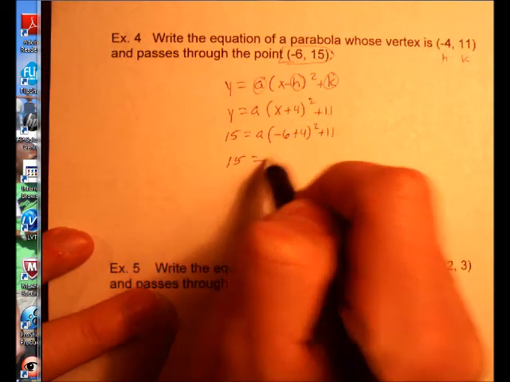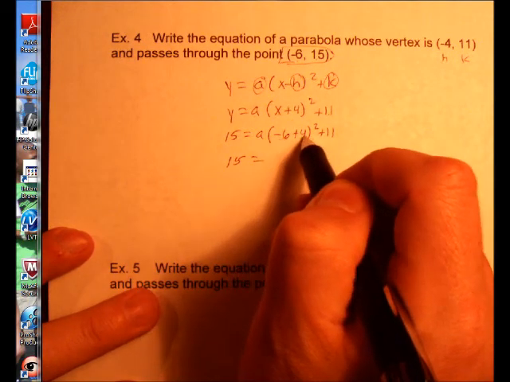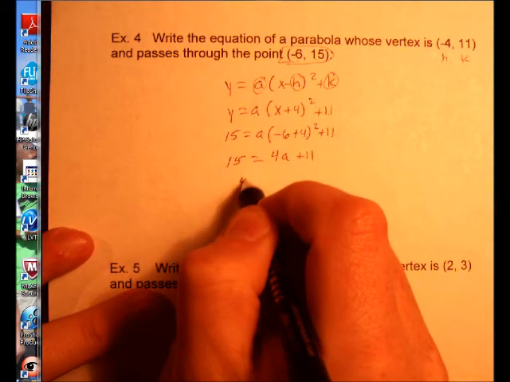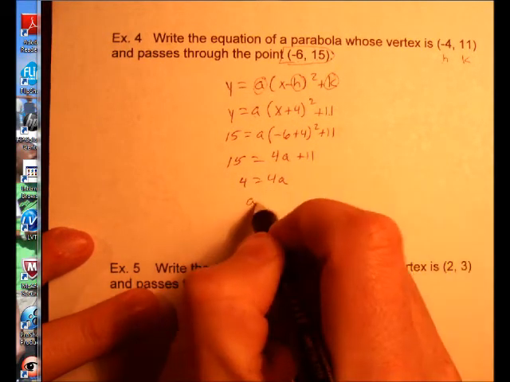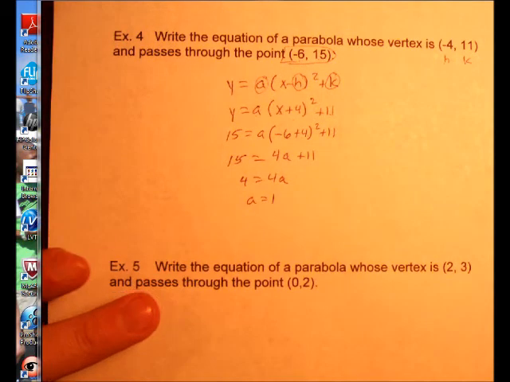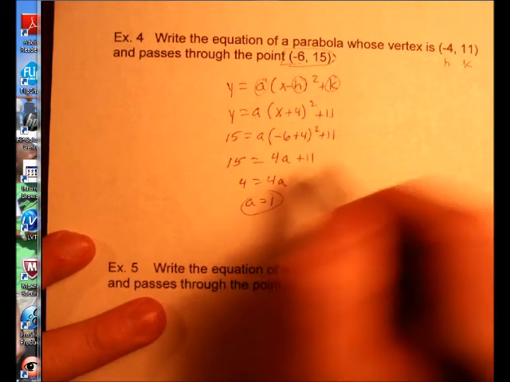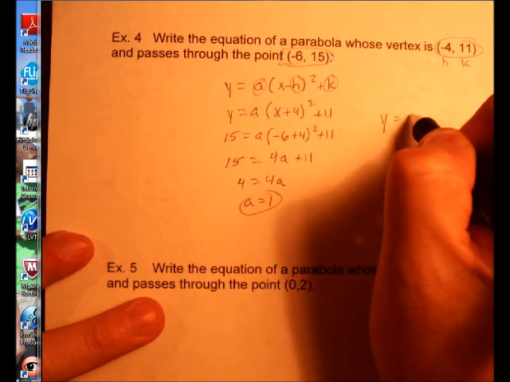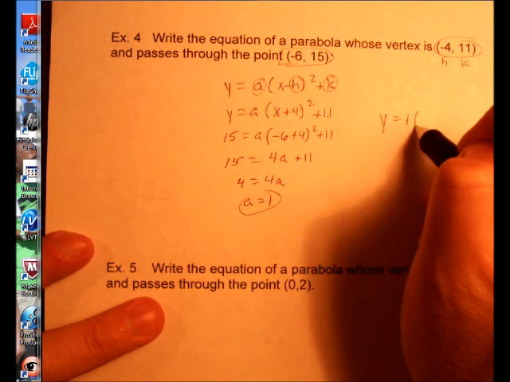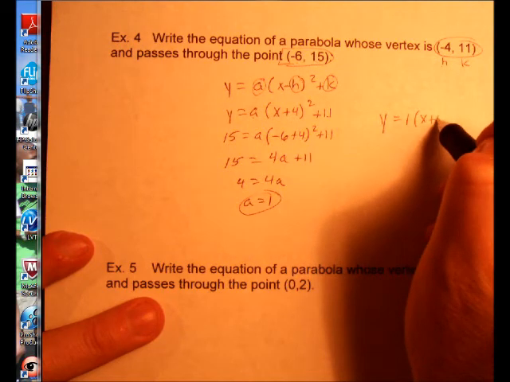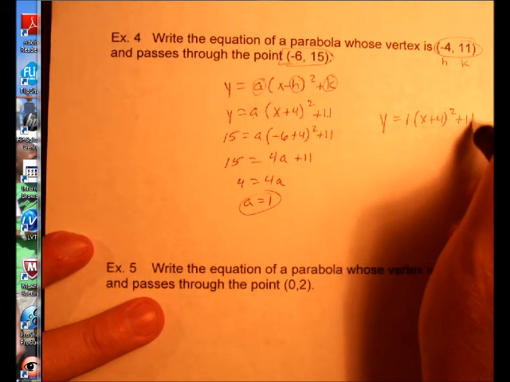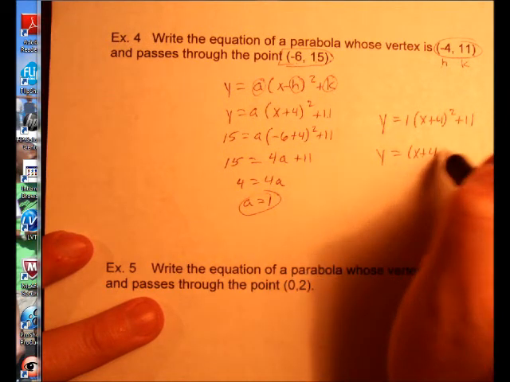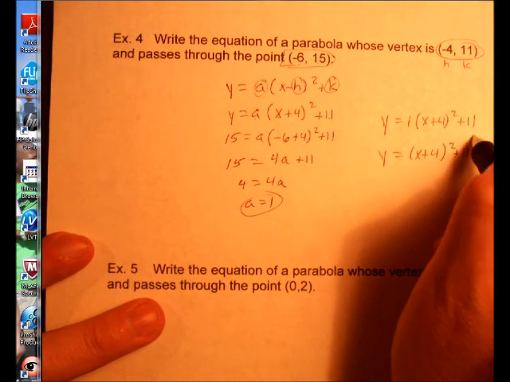So that'd be, what was that, negative 2 squared is 4. So that's 4a equals 4, so a is equal to 1. So now my a value is equal to 1, and my h and k are those two, so let's write the equation. y is equal to a, you can put the 1 there or not put it there, either way, (x plus 4) squared plus 11. So if you want to write that, or you can just write it without the 1, either way is fine.